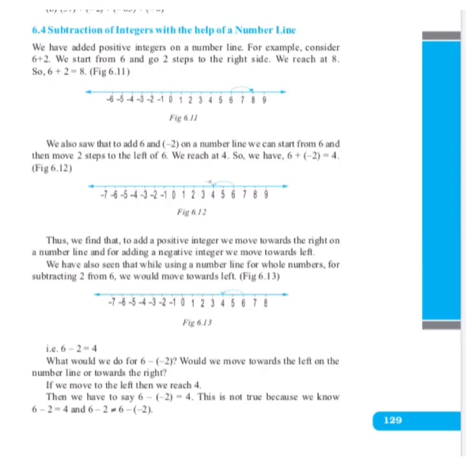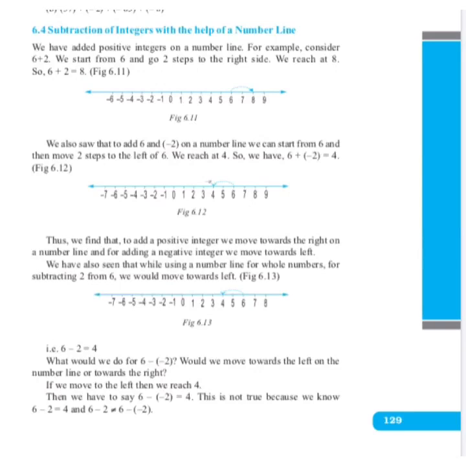Then see figure 6.12. When we add one positive number and one negative number, what happens here? We start from 6 and then we move 2 steps back, that means to left, and then we reach 4. So children, we can conclude that to add a positive integer, we move towards the right on a number line, and for adding a negative integer, we move towards left.